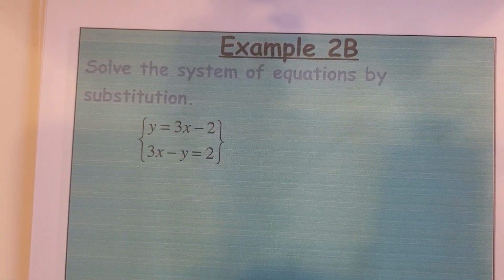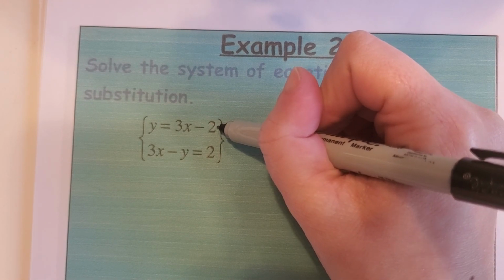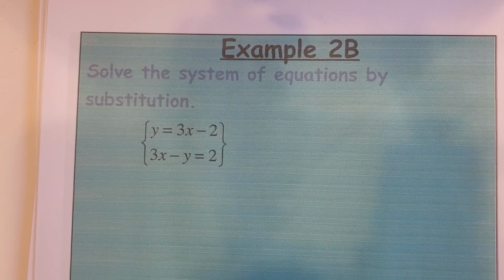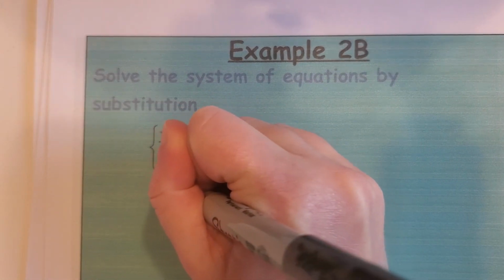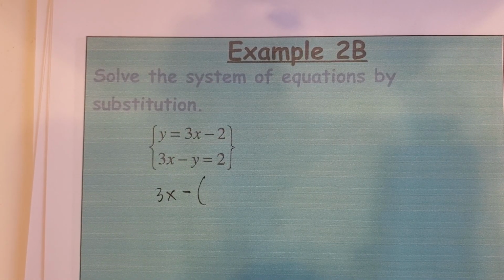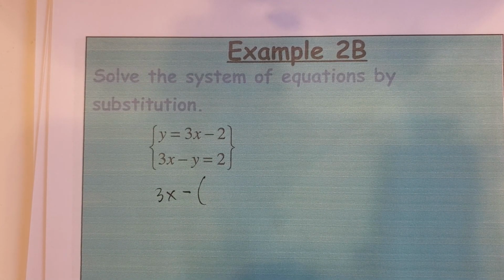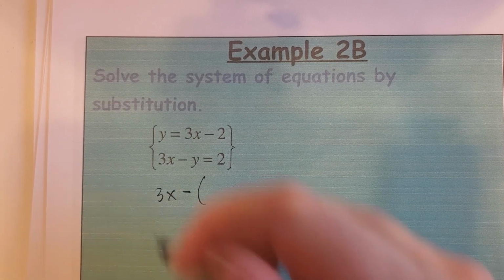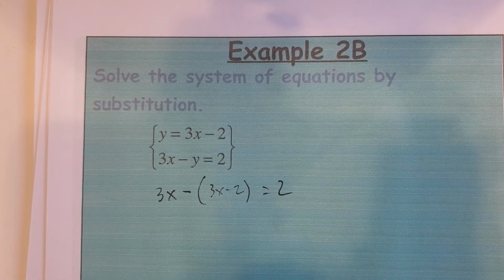For something like this, it's the same kind of thing. We already have one of these equations solved for y, so we can plug 3x minus 2 in for y in the other one. And here you got to be really, really careful. 3x minus the entire thing. I could have put parentheses in with the last one where it was plus, but distributing a plus to both of those terms wouldn't have changed anything. Here, distributing a negative will, so that's why you have to put it in parentheses. So minus parentheses 3x minus 2 equals 2.